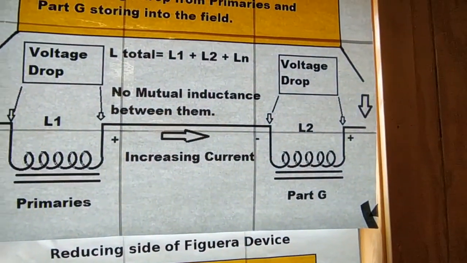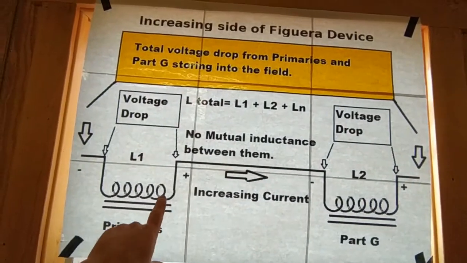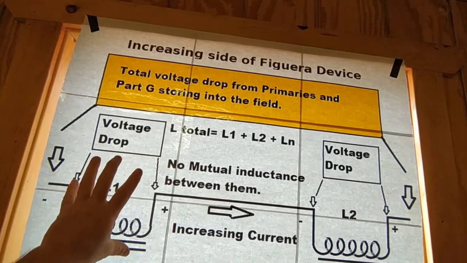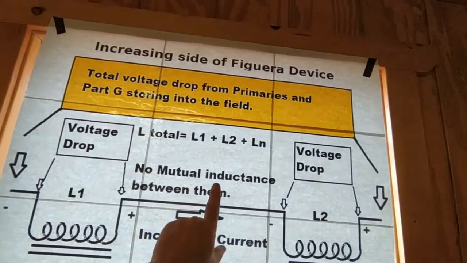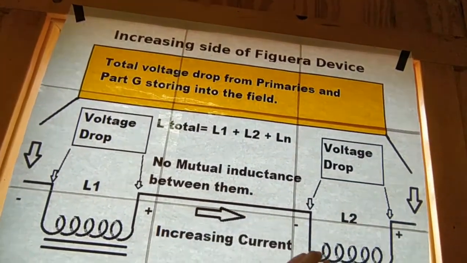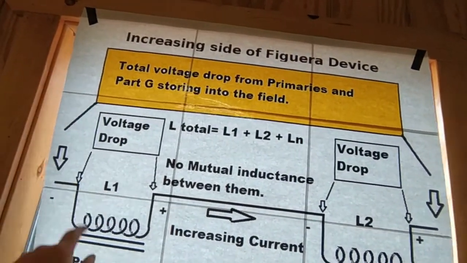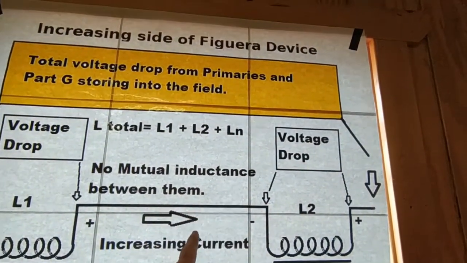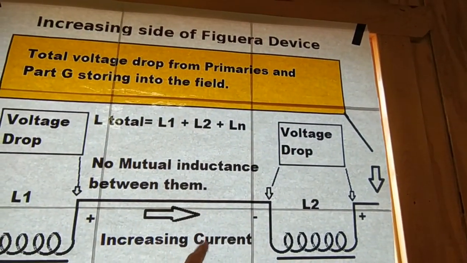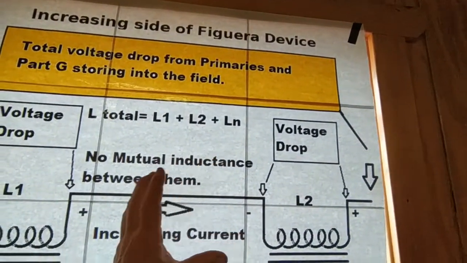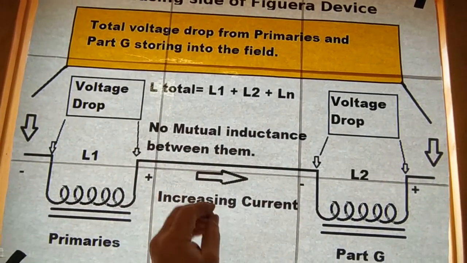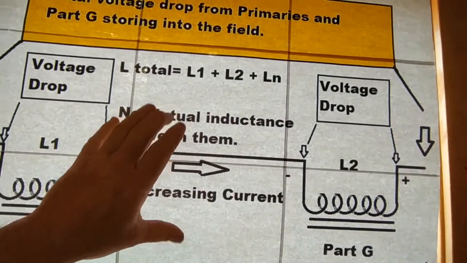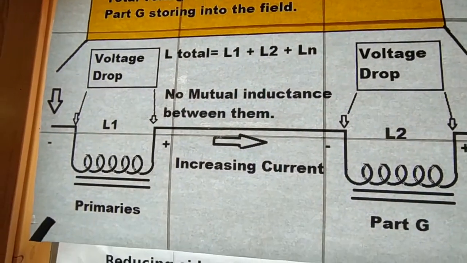So when you are increasing the side of a Clemente Figuera, your primaries and your part G do not have mutual inductance. Since they are not on the same core, it's this plus this. That means these two added is going to be that much of a voltage drop because you're storing into the magnetic field. You may be decreasing the circuit, but you're storing it this way. You're storing into the magnetic field. When you increase the current, you are storing into the magnetic field.